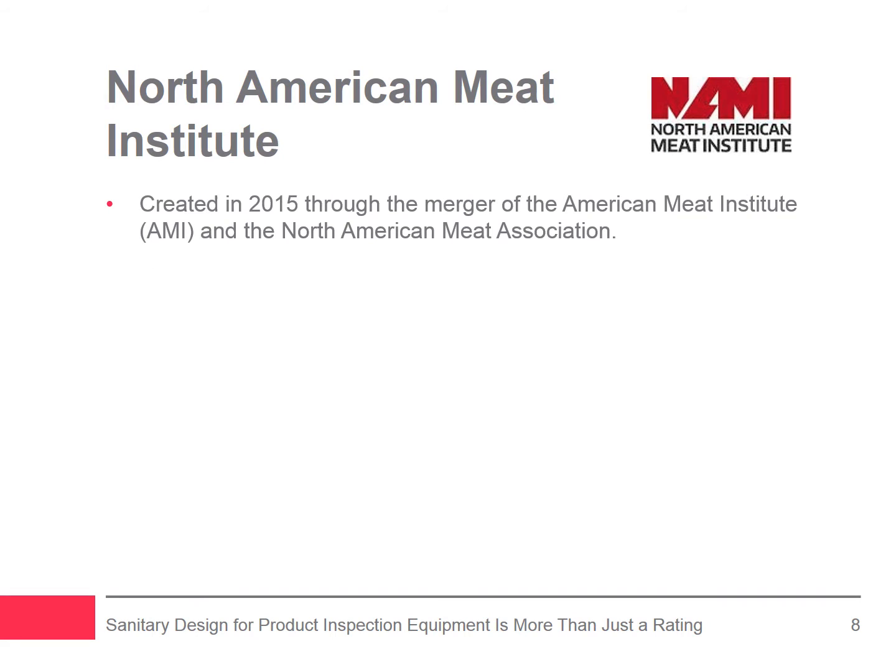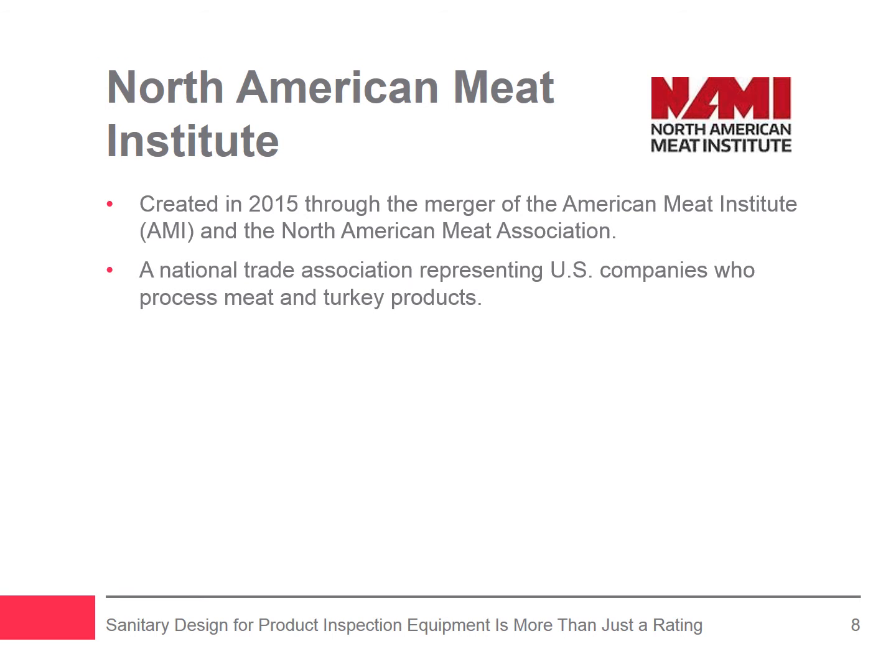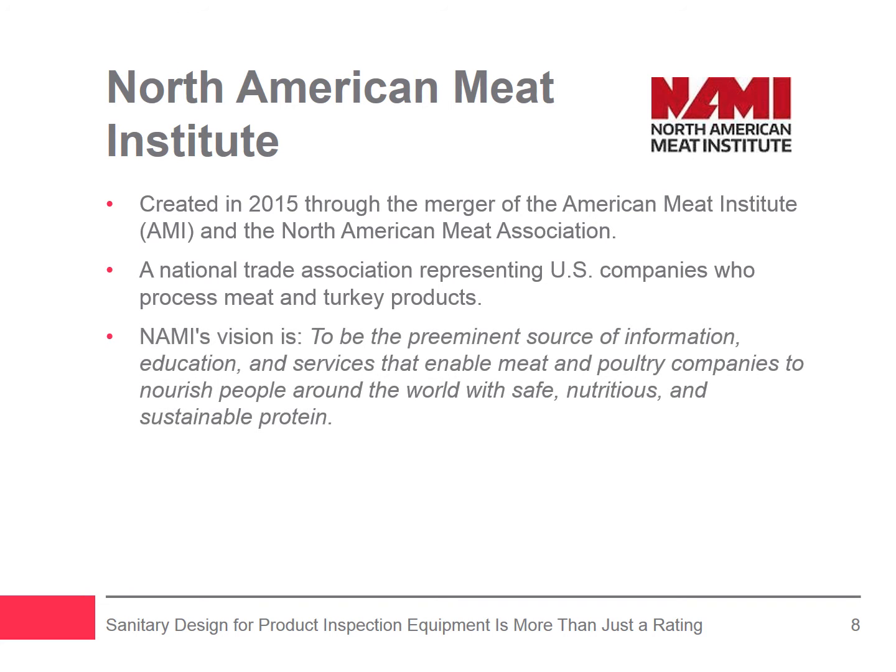Created in 2015 through the merger of the American Meat Institute, AMI, and the North American Meat Association, NAMI is a national trade association that represents companies who process 95% of red meat and 70% of turkey products in the U.S. and their suppliers throughout America. NAMI's vision is to be the preeminent source of information, education, and services that enable meat and poultry companies to nourish people around the world with safe, nutritious, and sustainable protein.